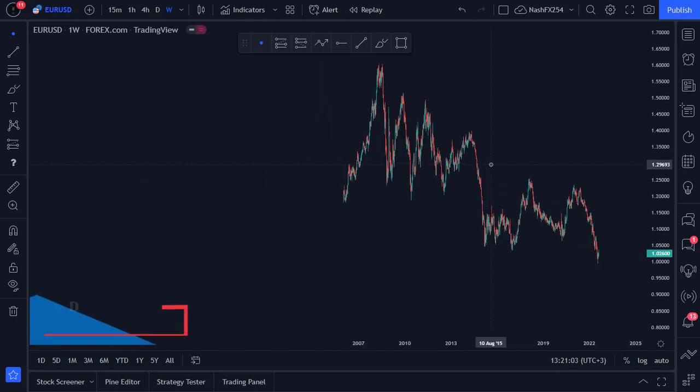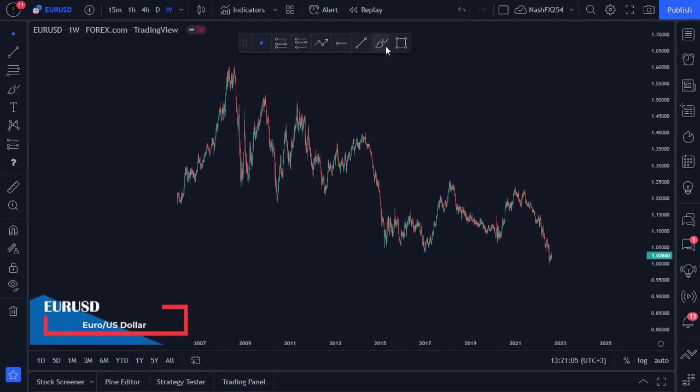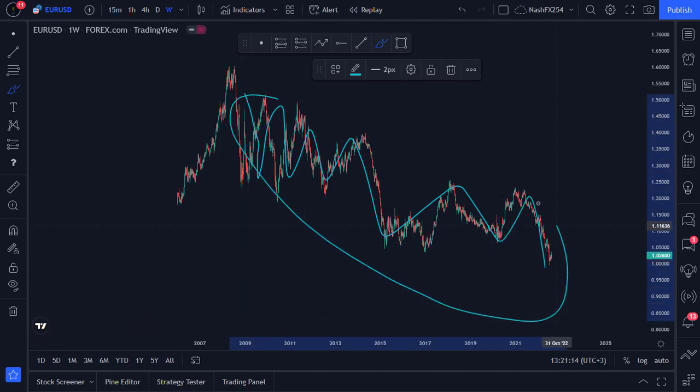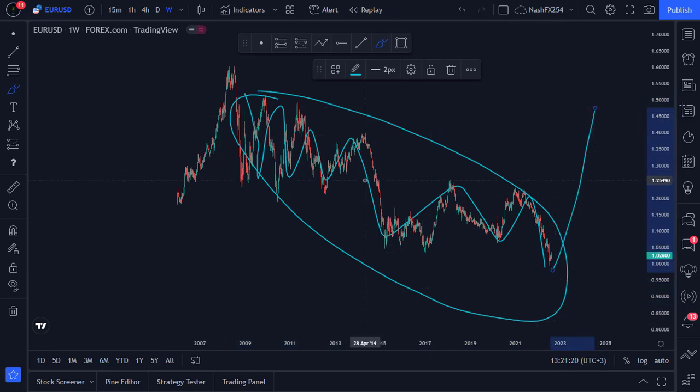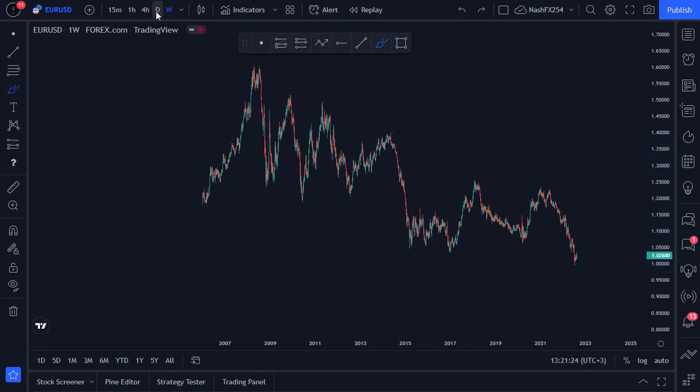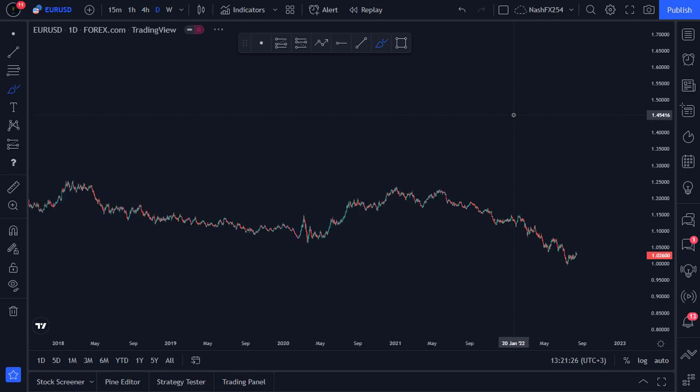With euro dollar on the weekly time frame, you can see it has been pushing down, but on the higher time frame we count this as a corrective move to the downside, like a descending type of channel, of which once it ends eventually we'll be pushing to the upside. So with that in mind, let's just go down to a lower time frame and see what we can come up with.